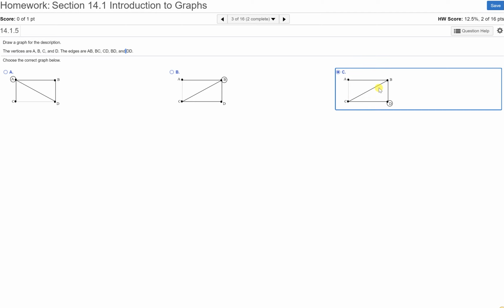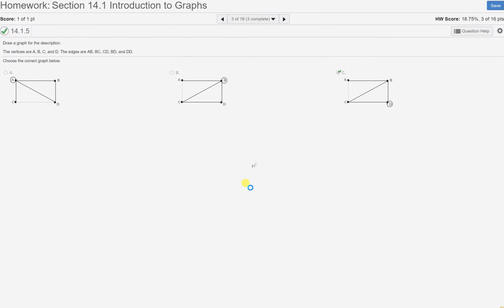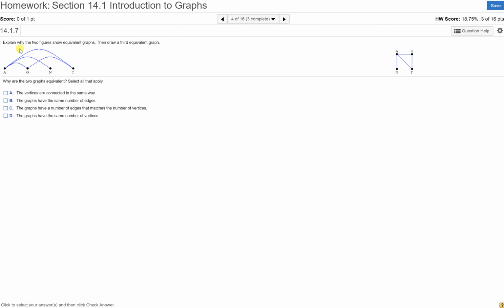Yeah, it doesn't have AC, so I'm going to assume it's not meant to be shown, okay? Alright. It says, explain why the two figures shown are equivalent.